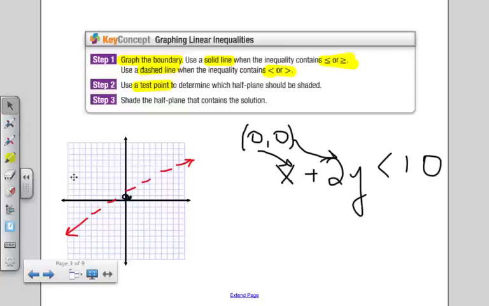So therefore, I know to shade the part of the solution that the origin is in. If 0, 0 didn't satisfy the inequality, then I would know I should shade the other side, because 0, 0 wouldn't have been part of the solution.